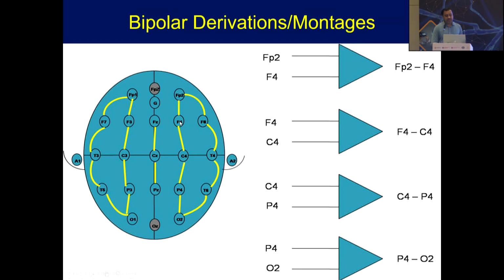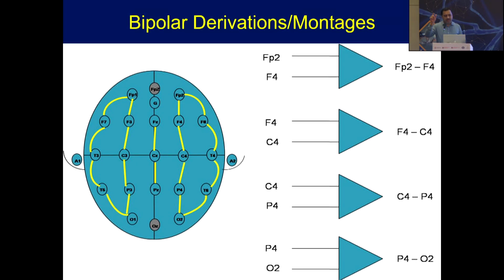And then F4 is connected to C4. So here F4 is input 2, and in the next channel it becomes input 1. In this sequence, these are connected in two chains: one is the parasagittal chain, the other is the temporal chain, on the right side and left side. When seen from this profile, it looks like two bananas, so it is also known as the double banana montage.